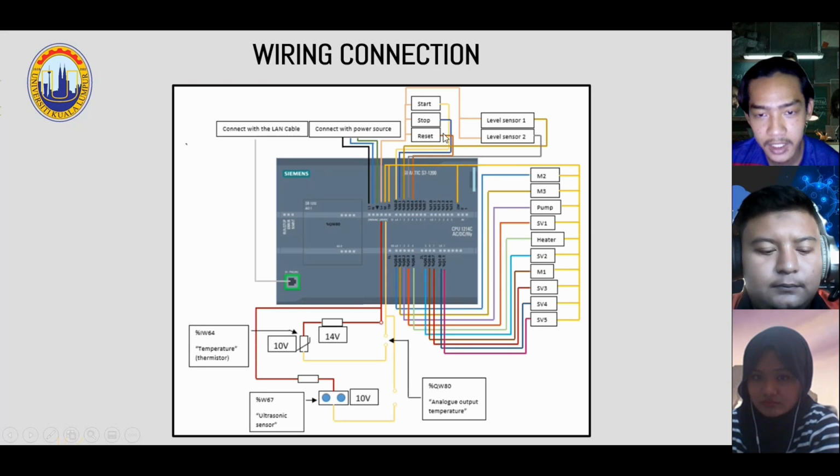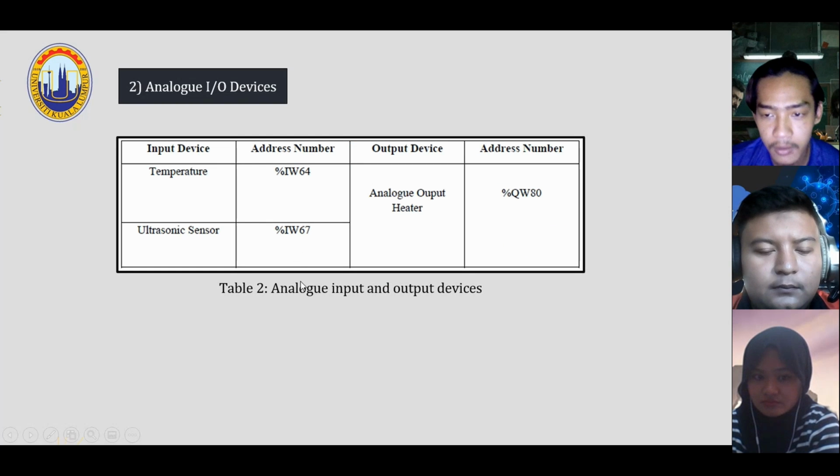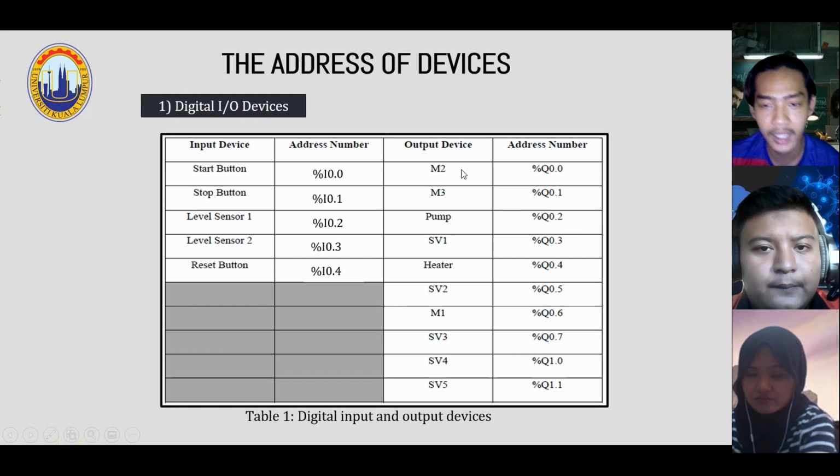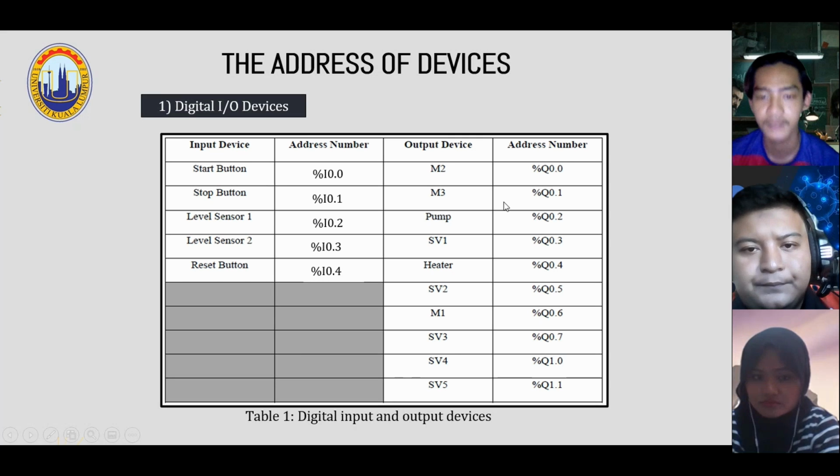Next, for the digital output. For every output device, one of the wires needs to be connected to the 2M, while the other wire needs to be connected to any output address being used at the PLC.